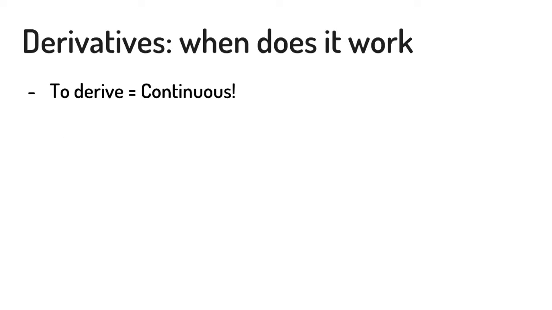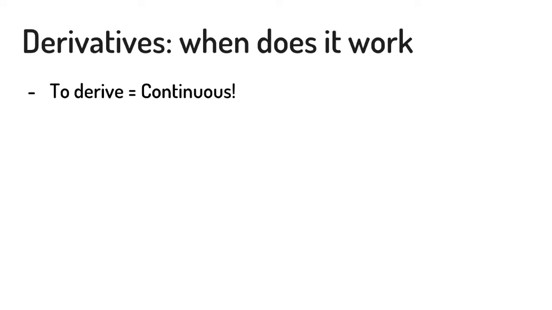So derivatives, when does it work? You can't really derive a function at every point, or it could be a function you can't apply derivative or differentiation to. So when does this happen? This happens when the function is not continuous. So I wrote the opposite here. To derive, a function has to be continuous.